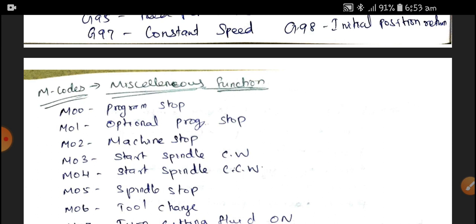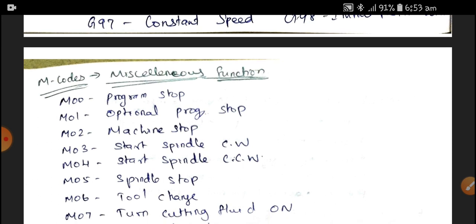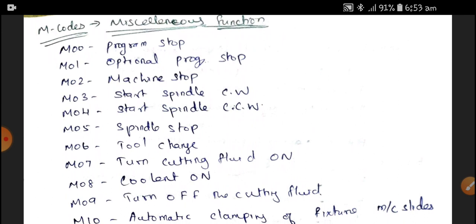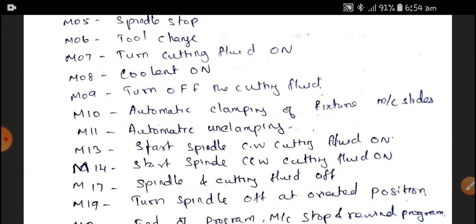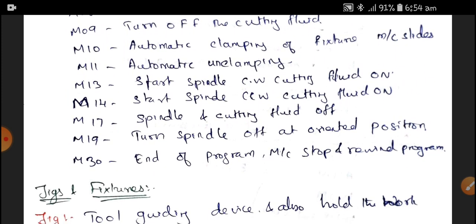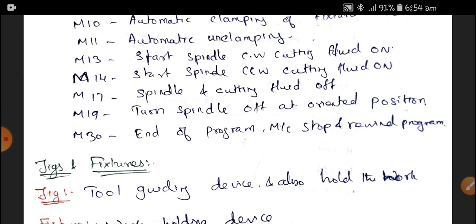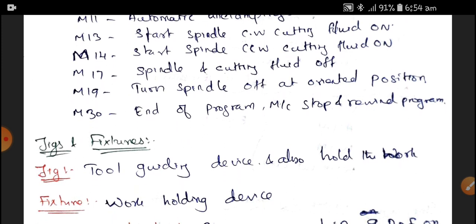First, M00 program stop, M01 optional program stop, M02 machine stop, M03 start spindle clockwise, M04 start spindle counterclockwise, M05 spindle stop, M06 tool change, M07 turn cutting fluid on, M08 cutting fluid on, M09 turn off the cutting fluid, M10 automatic clamping of fixture in machine slides, M11 automatic unclamping, M13 start spindle clockwise with cutting fluid on, M14 start spindle counterclockwise with cutting fluid on, M17 spindle and cutting fluid off, M19 turn spindle off at oriented position, M30 end of the program, machine stop and rewind the program.